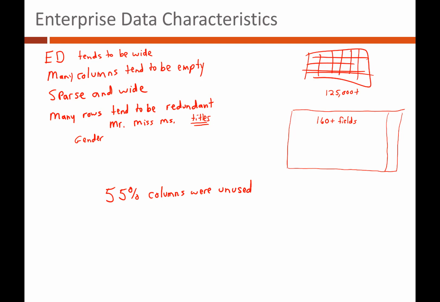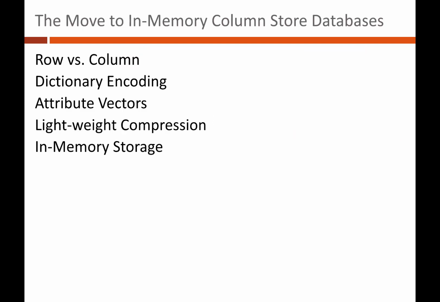So enterprise data has some really interesting characteristics. The question becomes, as we continue to explore this, how can we use this to our advantage to solve some of the problems we're facing? And so let's make the transition here, and let's start talking about this idea of in-memory column store databases.